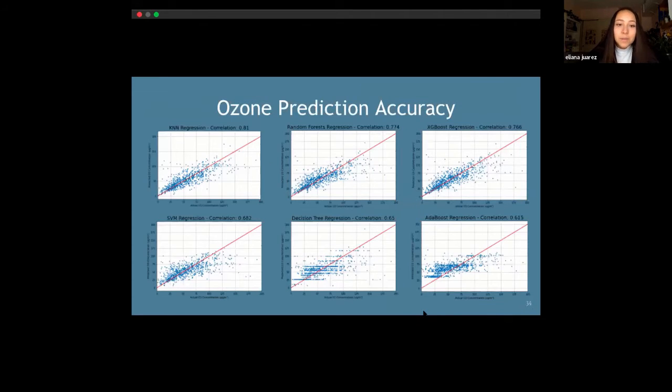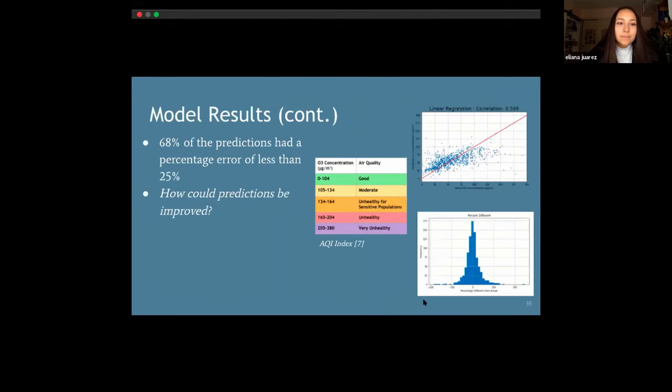These are some scatter plots of the actual versus predicted ozone concentration. So basically, the closer to the red line, the more accurate the prediction. And not all of the models performed the same. Some did better than others. The best three, again, were K-nearest neighbors, Random Forest, and XGBoost. About 68% of the predictions had a percentage error of less than 25% for the best models.